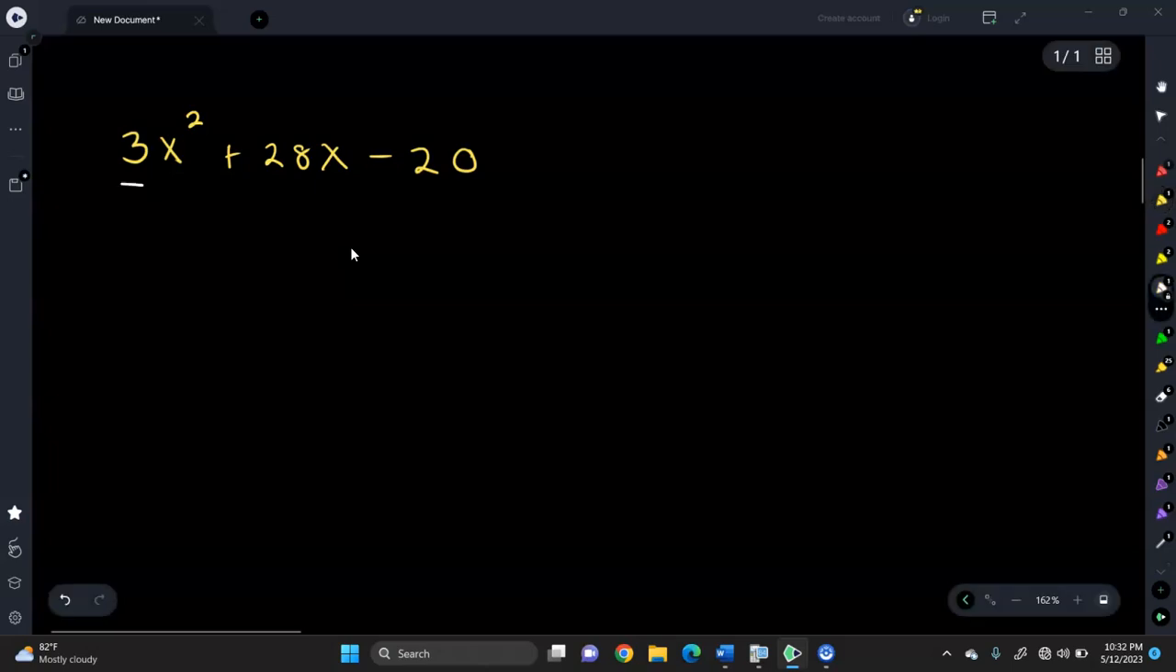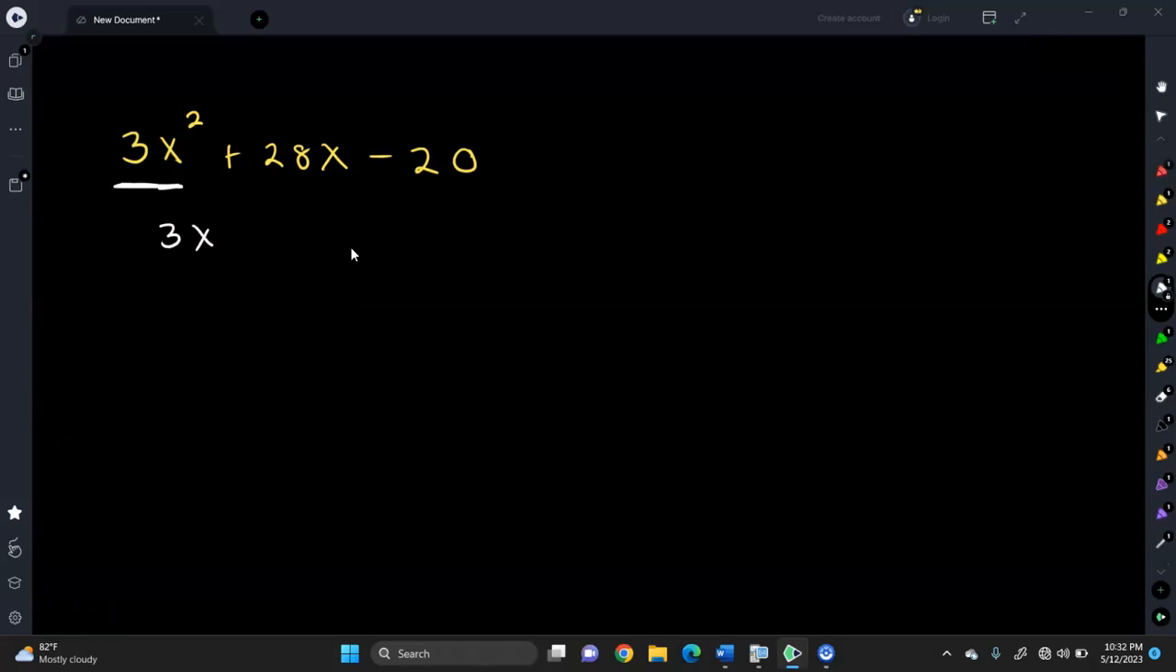We're going to factor the 3x squared. Now this 3 is a prime number, so it's only going to factor one way. So we've got 3x times 1x. And then we're going to factor the negative 20. Now I can do negative 1 and 20, or of course 1 and negative 20, negative 2 and 10, 2 and negative 10. I can do negative 4 and 5, or 4 and negative 5.